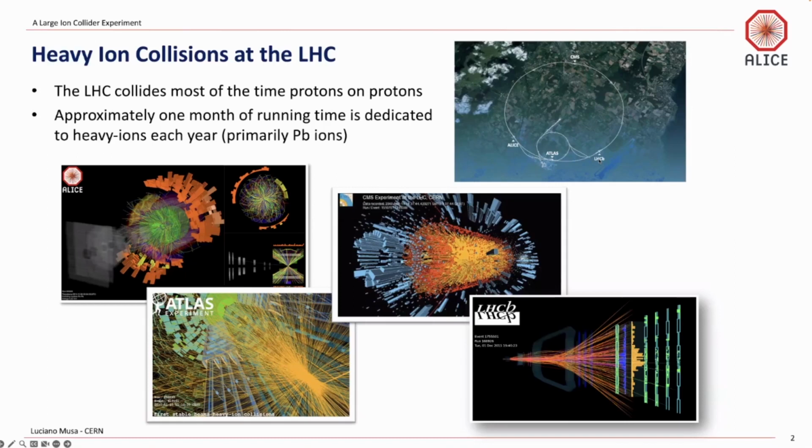Originally, the ALICE detector was designed and optimized to study heavy ion collisions at the LHC, but then it became clear pretty soon that also the general purpose experiments, ATLAS and CMS, and more recently also LHCb, have a very good performance in measuring these nuclear collisions, which are characterized by a very large multiplicity of particles.